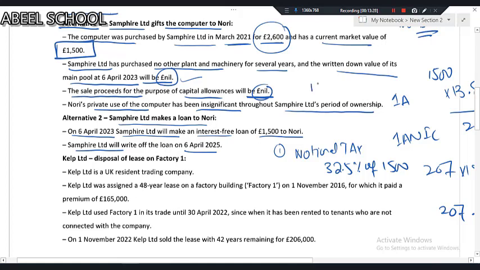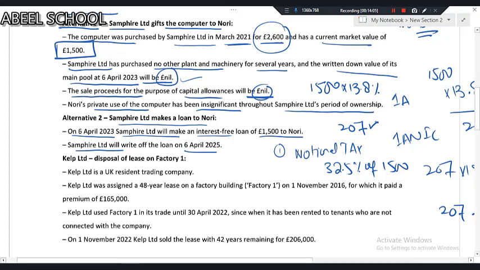So the company will have to pay class 1 NIC: 1,500 into 13.8%, which is 207. Class 1 NIC will be paid by the employer. I'm not talking anything with respect to the employee because the question says additional taxes payable by Samphire Limited. So we'll stick to Samphire Limited. So 1,500 into 13.8% will result in 207, but this time it is not class 1A NIC, it is class 1 NIC paid by the employer. On this 207, again the company will be saving 19% tax, which is 39. So overall additional taxes is going to be the same, which is 168.